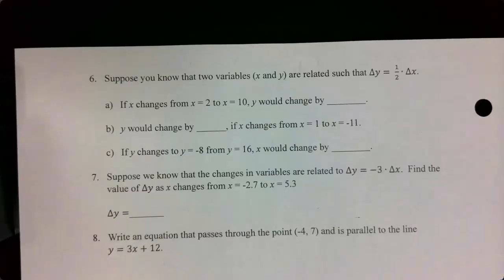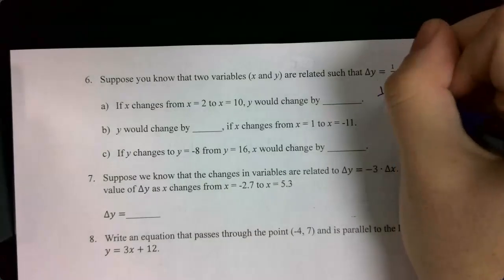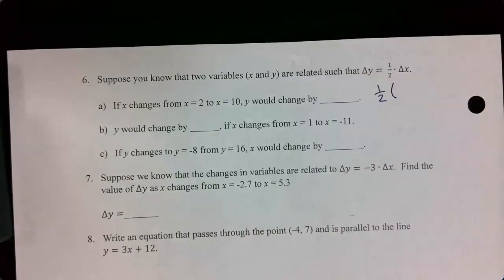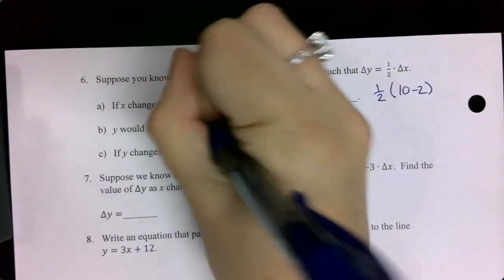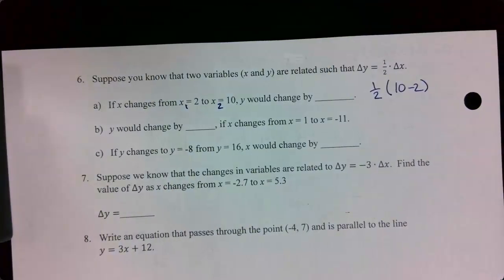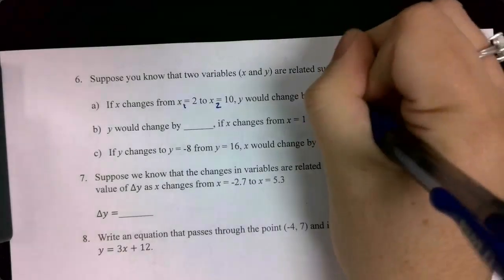Okay, on the back side it says, suppose that you know two variables x and y are related such that the change in y is 1/2 the change in x. If x changes from 2 to 10, the change in y would be, so I'm going to plug in, I'm going to have 1/2, and then it's going to be 10 minus 2, because this is going to be my x1 and this is going to be my x2. So 1/2, 10 minus 2 is 8, so 1/2 of 8 is 4.